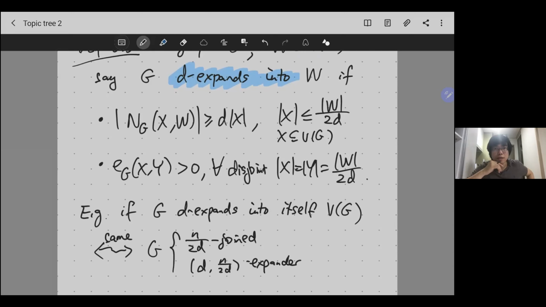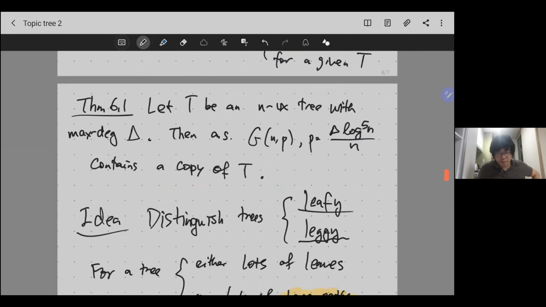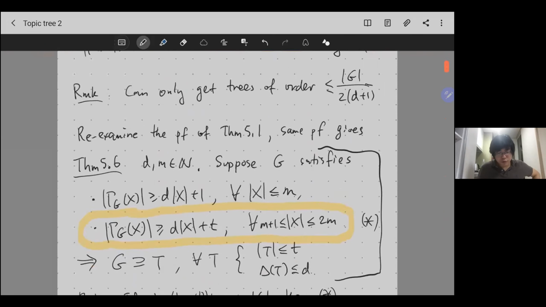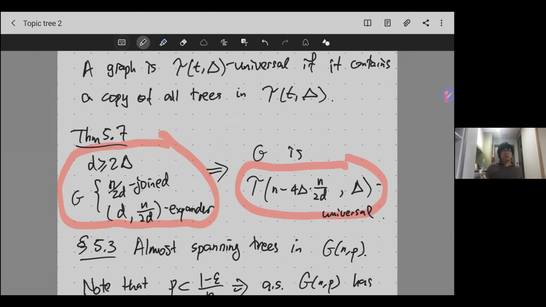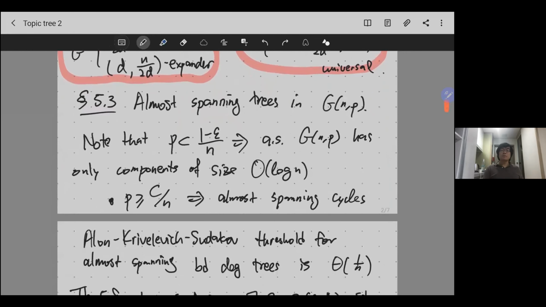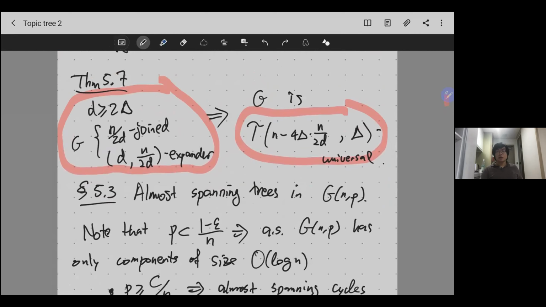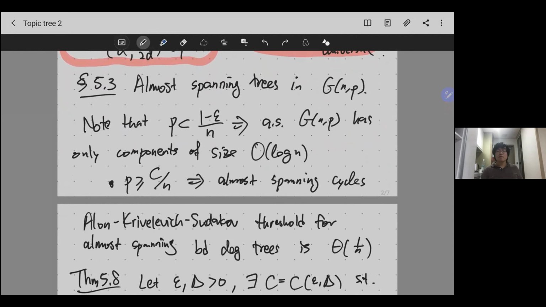What do I want to say? I think I will wrap up for today. So today we've seen, as a very quick recap, that the same proof for Friedman-Pippenger already gives us this 5.6 or 5.7, which tells us that when you have some expansion, more precisely, when you have small set expansion here and large set connectivity, then we can embed almost spanning trees, which can then be used to determine the threshold for almost spanning trees in G(n,p), because this expansion property and large set connectivity are very easily verified for random graphs. It turns out that the threshold is some constant over n, the same as for having almost spanning cycles.